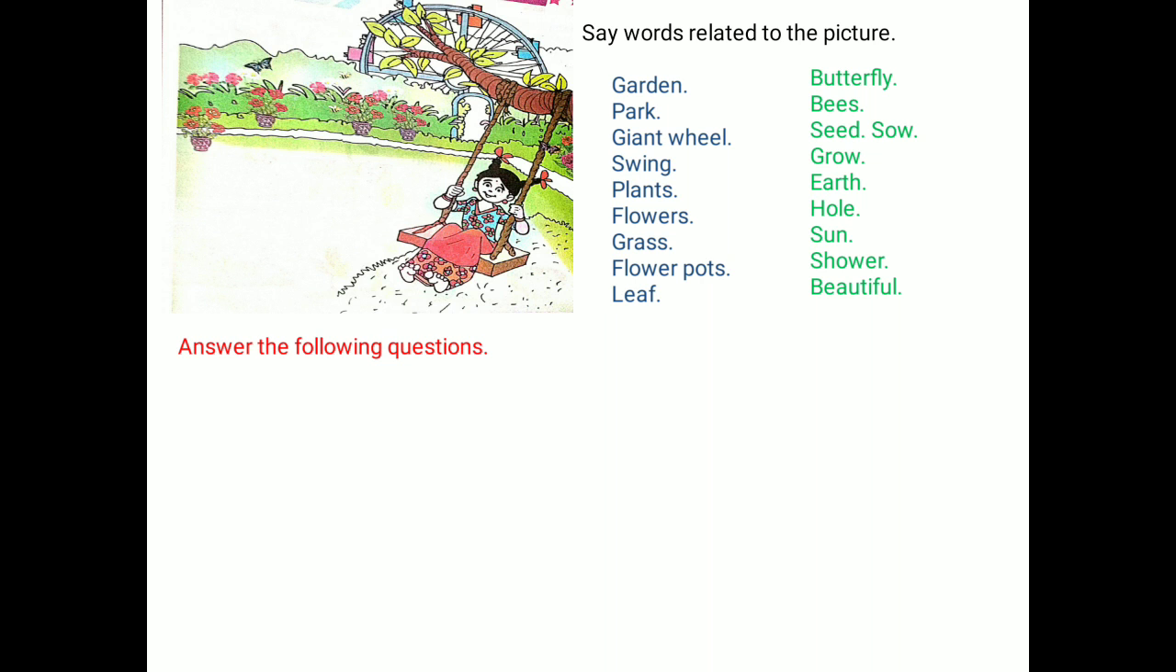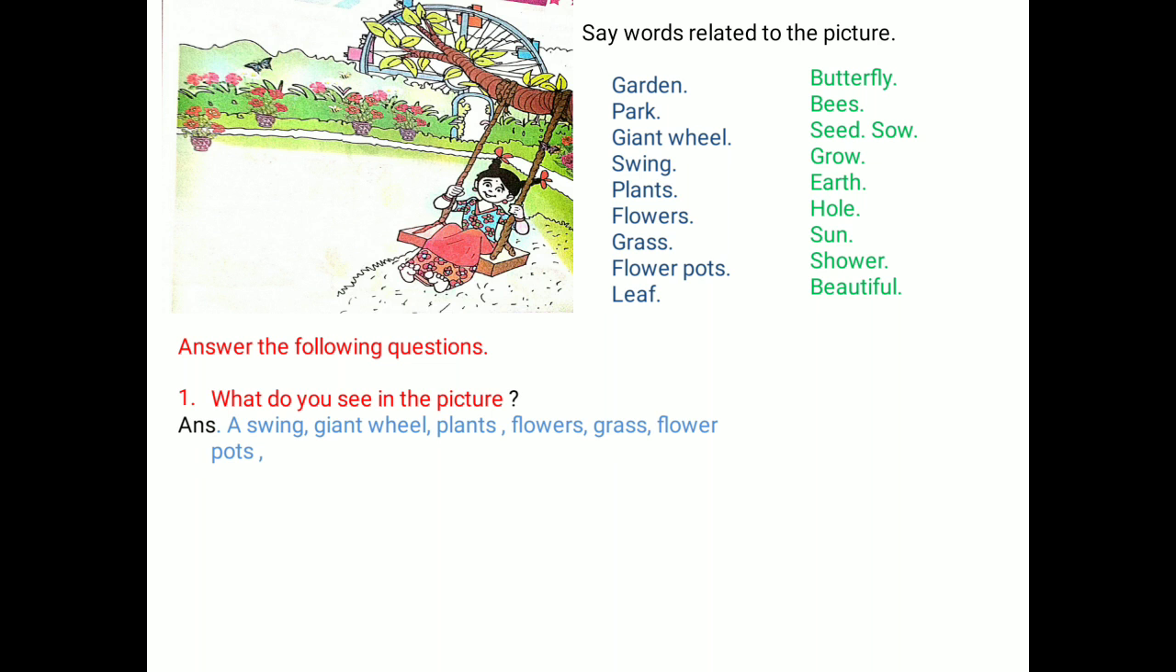Okay, now you have to answer some questions based on this picture. Observe carefully this picture. Okay, children? First question for you. What do you see in the picture? Okay, answer for you. A swing, giant wheel, plants, flowers, grass, flower pots, butterflies, and bees.